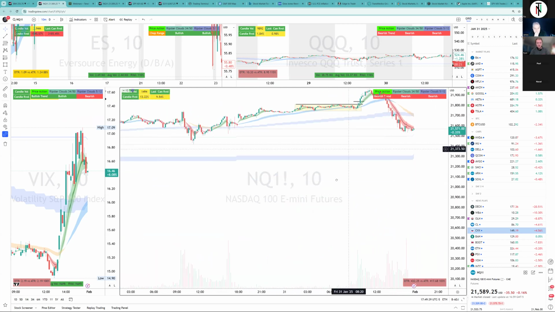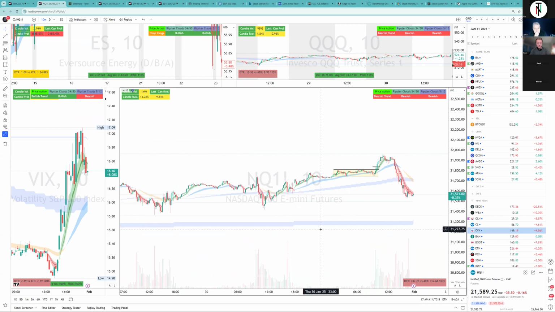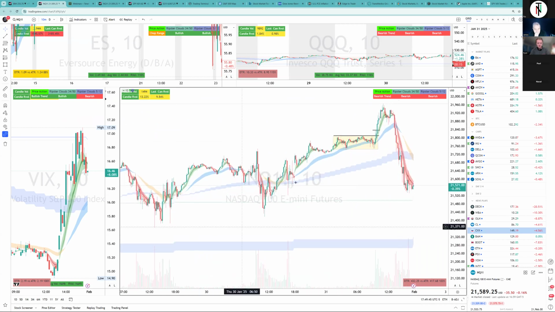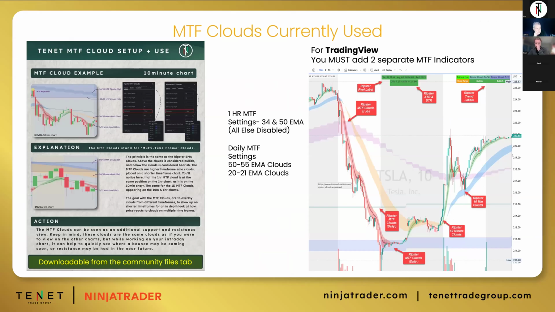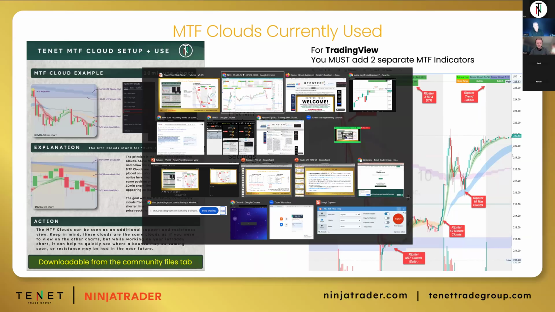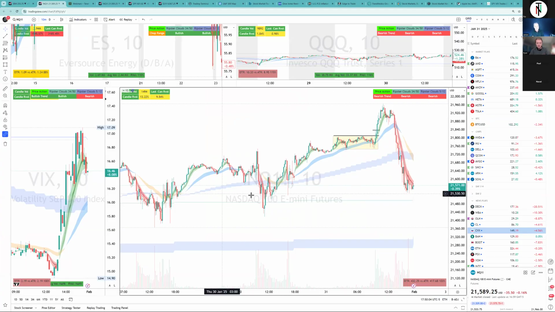What's going to be happening? It's the same thing. MTF clouds act as support and resistance. They act as a trend as well. This is a 1 hour. So there are three MTF clouds. One is the 1 hour 34/50. The second is the daily 20/21, and then the third is the daily 50/55. This is the complete suite of Ripster clouds that I show you.